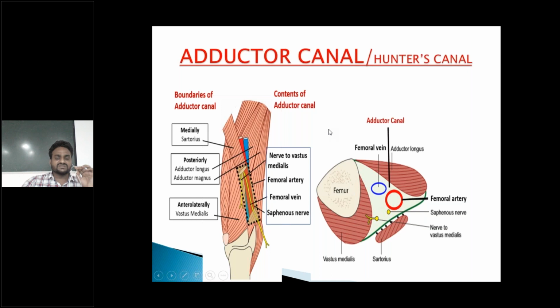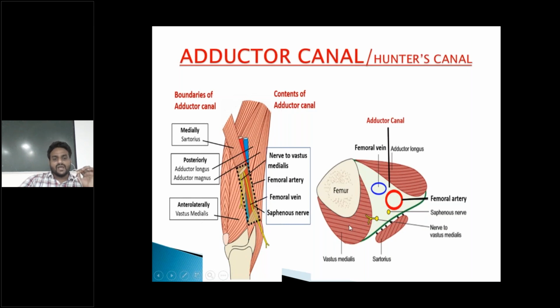Is it clear? So this is a very, very important 5 marks question from the lower limb. Very, very important. Adductor canal. What is another name for the adductor canal? Hunter's canal. Because this was invented by the hunters. So Hunter's canal. Then what is the location of the adductor canal? Middle 1/3 of the medial compartment of the thigh.